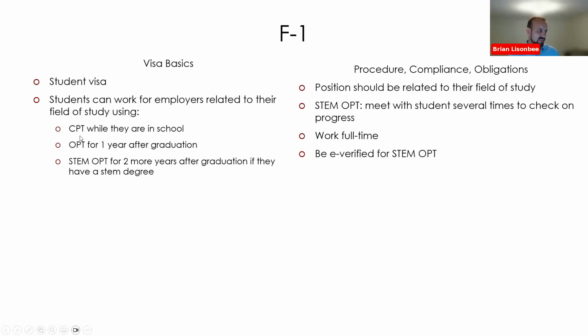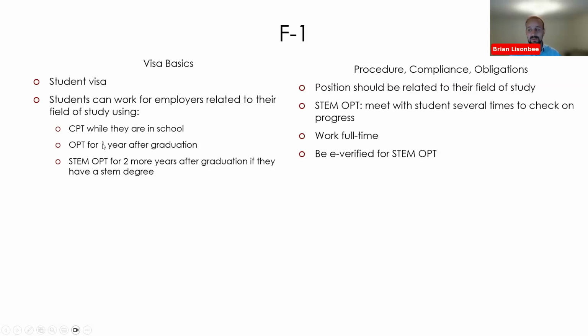CPT, they can't work full time, and it's relatively limited, but it's while they're completing their degree program. So let's say someone comes to work in the US to complete a degree in ag economics at Kansas State or something. And while they're completing that degree, they can get a position working for an employer related to their field. They can work on that during their program. Upon completion of their program, they have 1 year of OPT, this optional practical training, that they can use upon graduation. It's relatively straightforward.